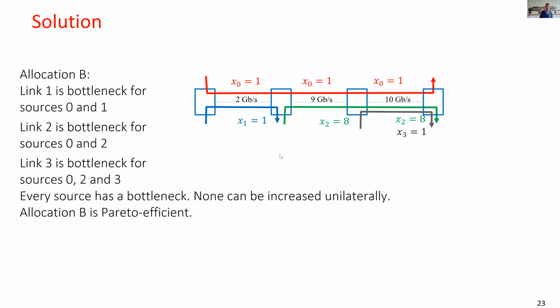In contrast, allocation B, if we do the same calculation, B has 1, 1 here. So the blue has a bottleneck link. The red also has a bottleneck link. The green, 8 plus 1 gives 9, also has a bottleneck link. And the black also has a bottleneck link because we have 10 here. So every source has a bottleneck link. This is an example of a Pareto efficient allocation here.